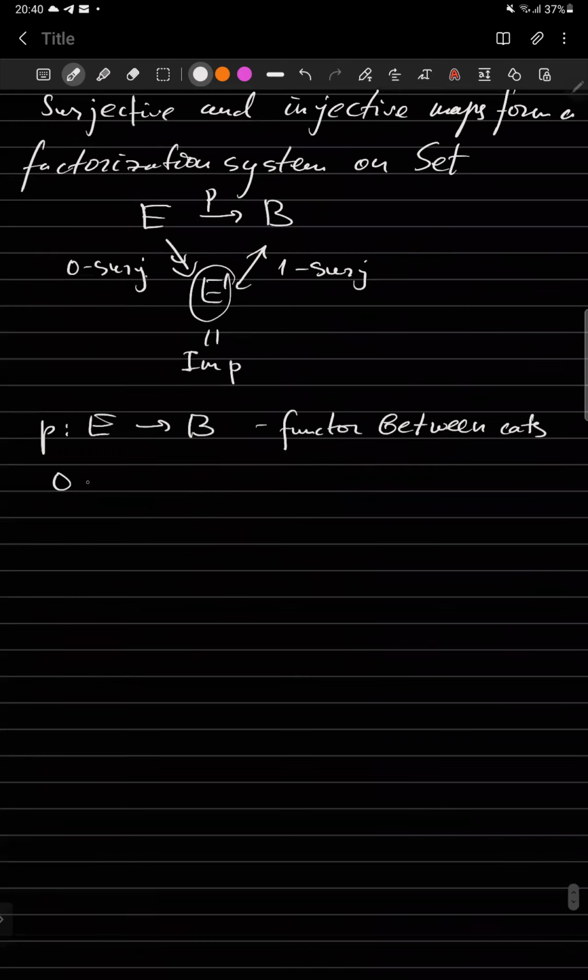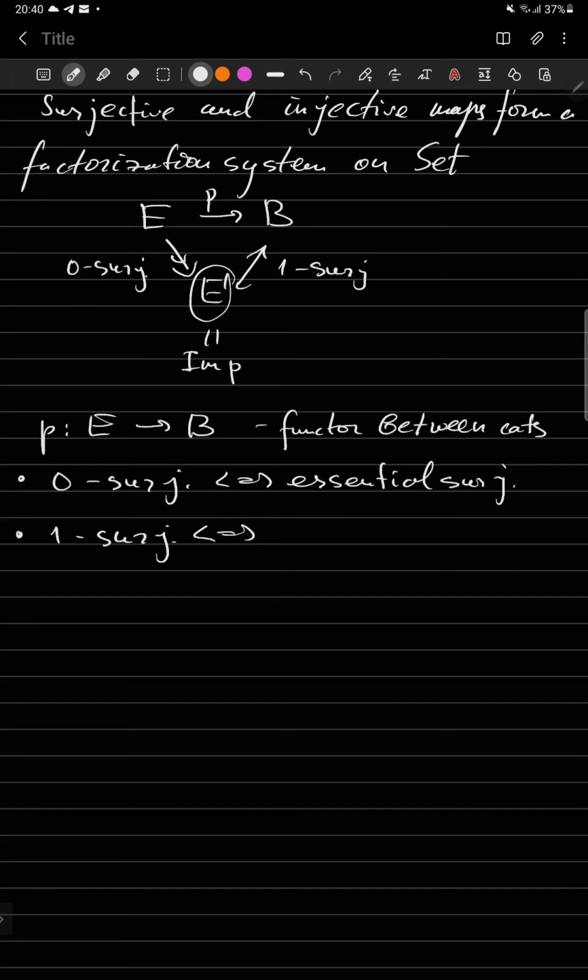So here, zero surjectivity once again corresponds to essential surjectivity. One surjectivity corresponds to the fact that the functor is full, meaning that it is surjective on a set of morphisms in the image.